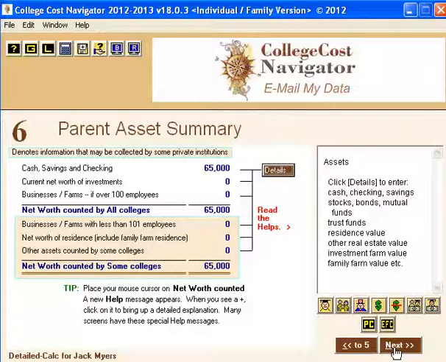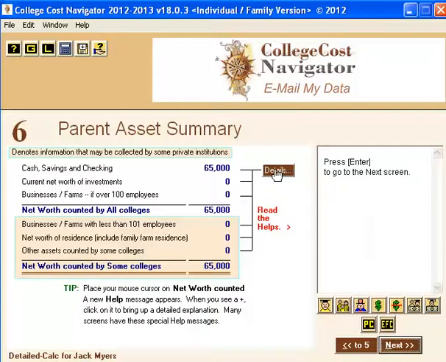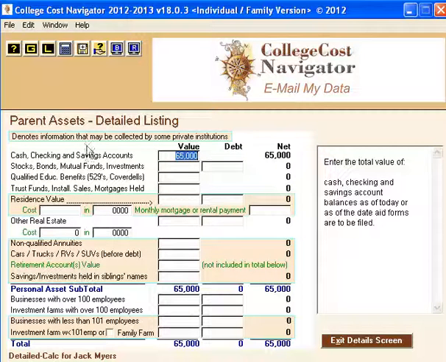Screen 6 is the parent asset summary. And again, you have your detail screen here that explodes, and let me just share that with you for a moment. This just shows you how you fill in your information about your checking accounts, stocks, bonds, and any qualified educational funds like 529s or Coverdales. And then this kind of totals everything up.